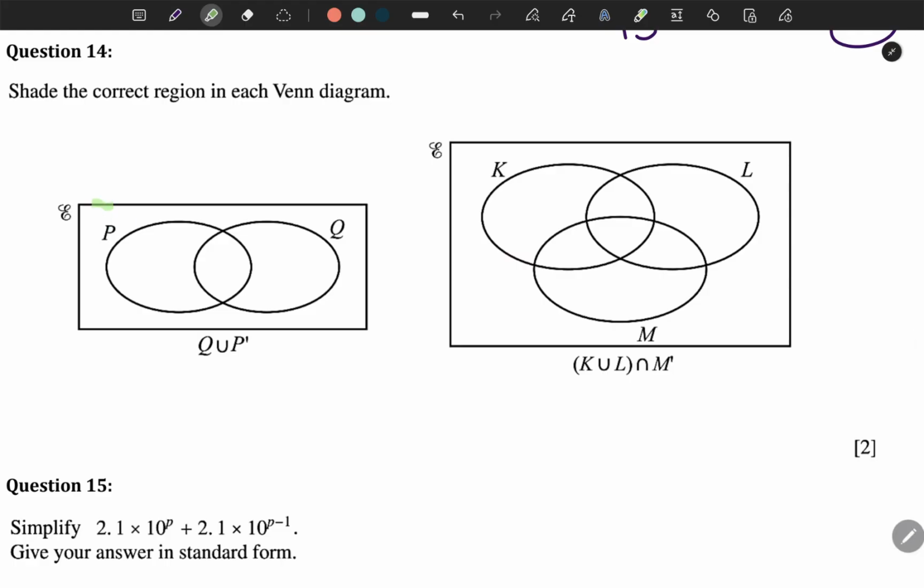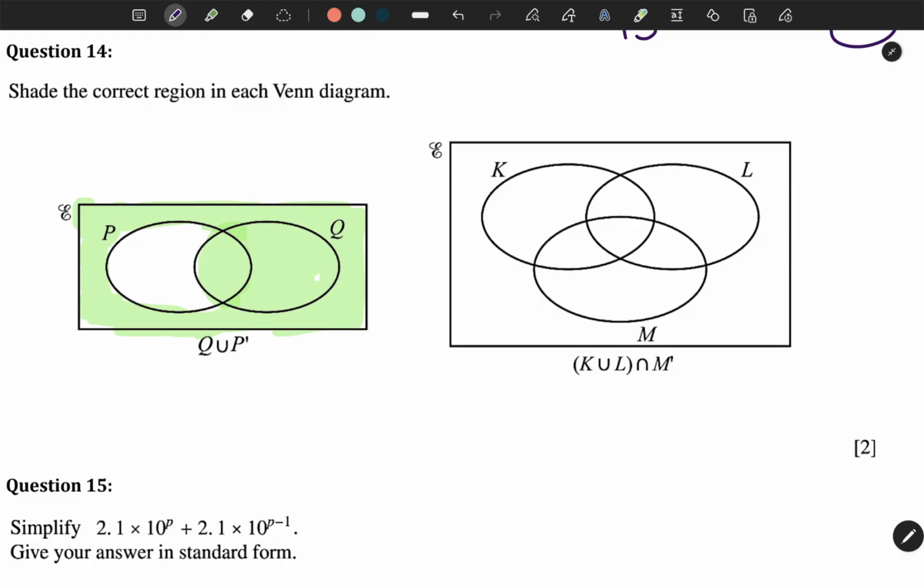Now P dash is outside P. It's also called P complement. So we just shade the P complement, and together with this we have to shade Q. So Q, half of the part is already shaded. We just have to shade the part which is not shaded yet. So that's going to be Q union P dash.